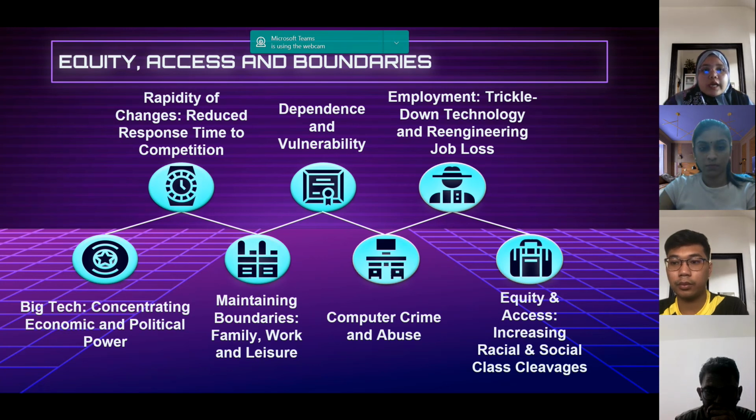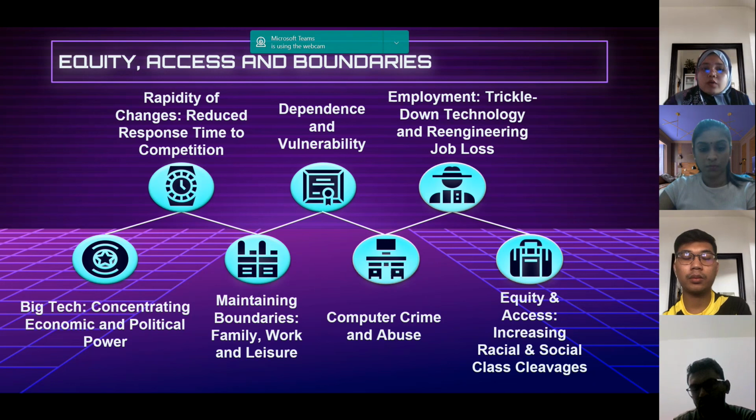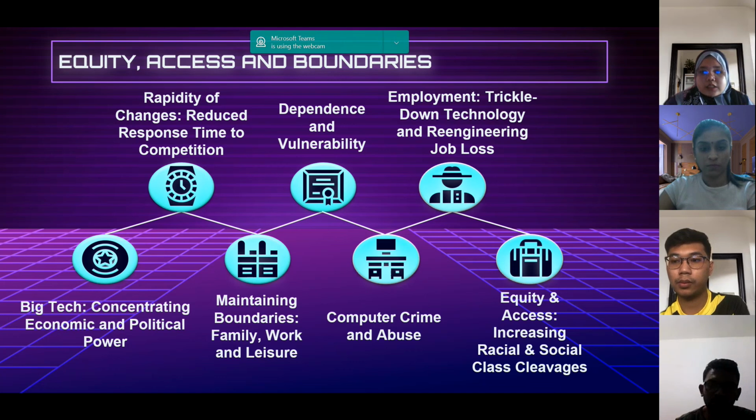And next one is equity and access: increasing racial and social class cleavage. Several studies have found that low-income groups in advanced industrial societies are less likely to have computer or online internet access, even though computer ownership and internet access have soared in the past 5 years. Although the gap in computer access is narrowing, higher income families in each ethnic group are still more likely to have computers and broadband internet access than lower income families in the same group. Moreover, the children of higher income families are far more likely to use their internet access to pursue educational goals, whereas lower income children are much more likely to spend time on entertainment and games. This is called the time wasting gap.